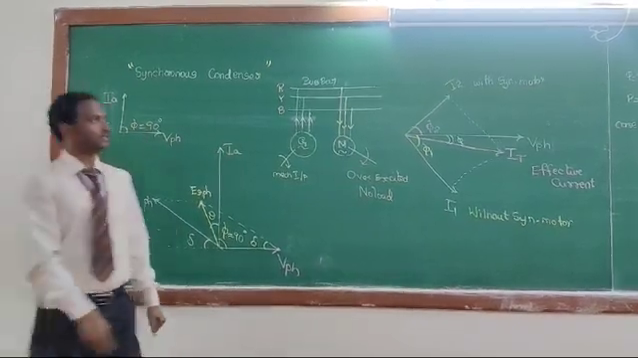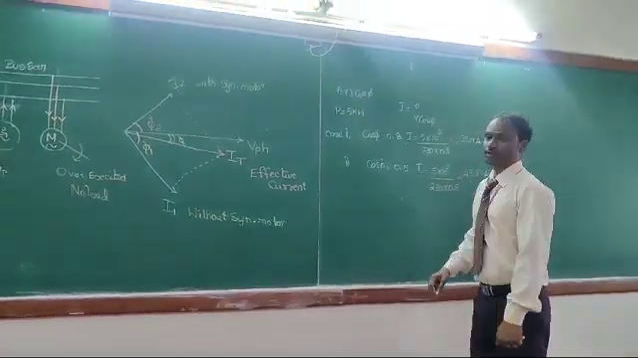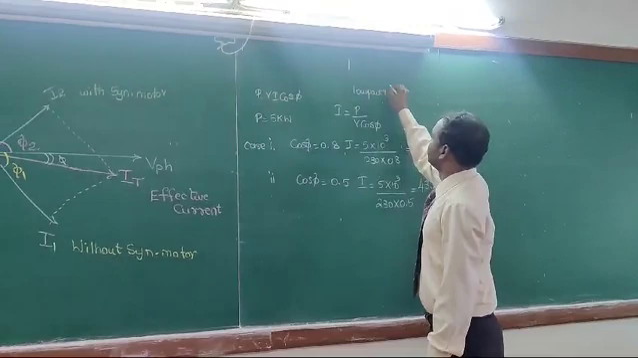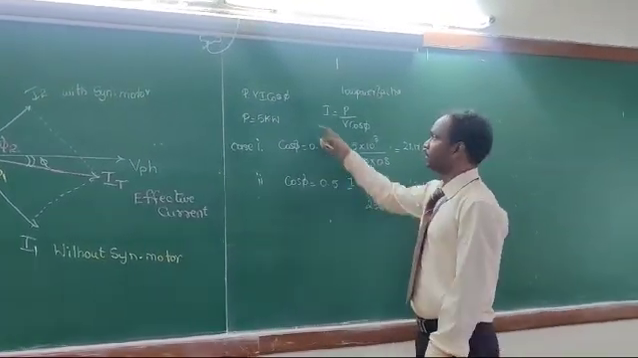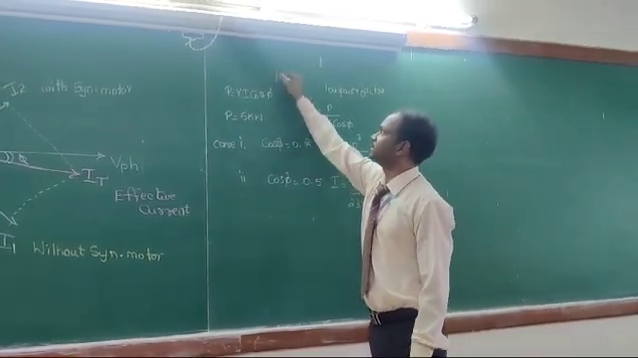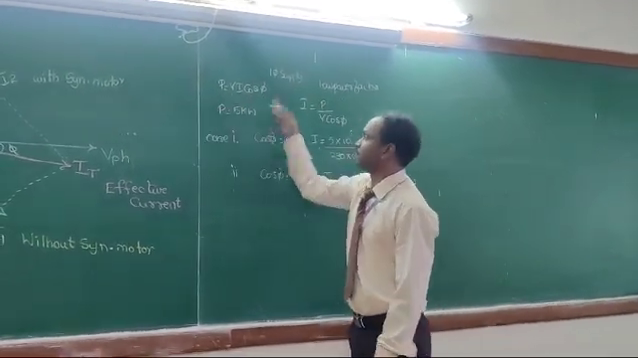So in a synchronous condenser, before going to the synchronous condenser, we should know what will be the effect of the low power factor, the effect of low power factor in a bus bar. For example, we know that power is equal to VI cos phi. Here we consider a single phase supply, for which the power P equals VI cos phi.